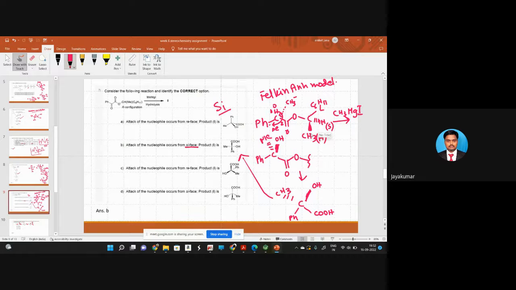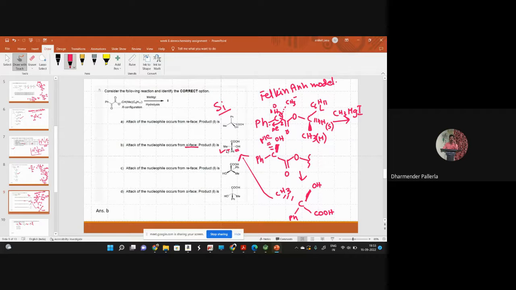Question number 7. I think option D seems unclear to me, because if it is in the dashed form, the configuration is not clear. Anyway, our desired answer matched with option B, so we will go with B. If we draw it in the Fischer projection formula, then it completely matches with option B. So our right option is B.